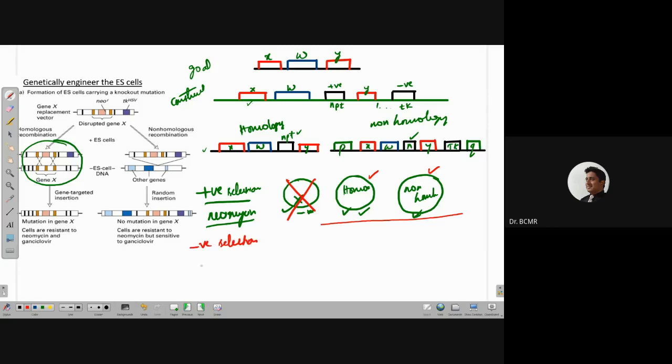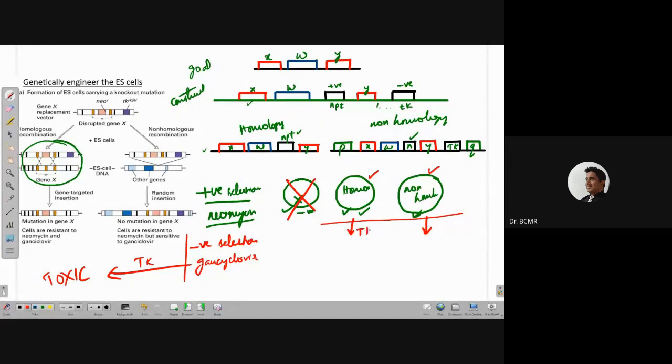Negative selection is using a compound, a prodrug, ganciclovir, and there are also other names for it, but they act similarly. Ganciclovir is made into a toxic compound. It becomes toxic in the presence of thymidine kinase. So in the negative selection, we are adding ganciclovir. We have two possibilities whether this will grow or not. Which one is thymidine kinase positive?